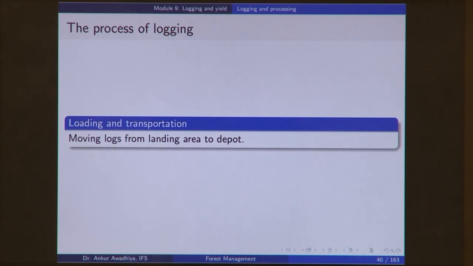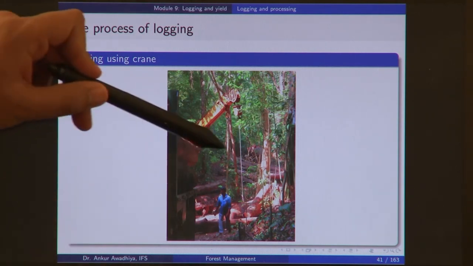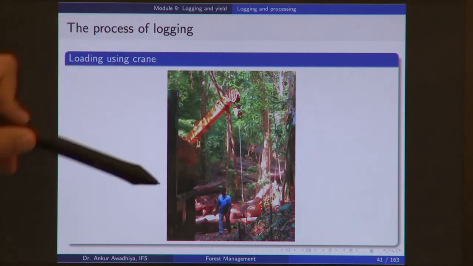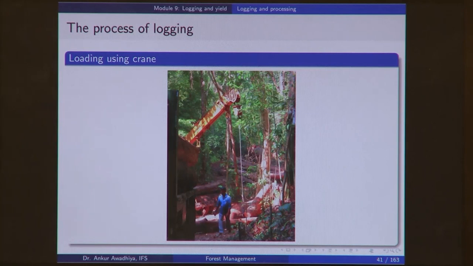Next, we do the loading and transportation. Loading and transportation is movement of logs from the landing area to the depot, and this loading can be done using a crane. Here we are seeing that this is a landing site, and here we have the road. Here you are using a crane to move these logs onto a truck.